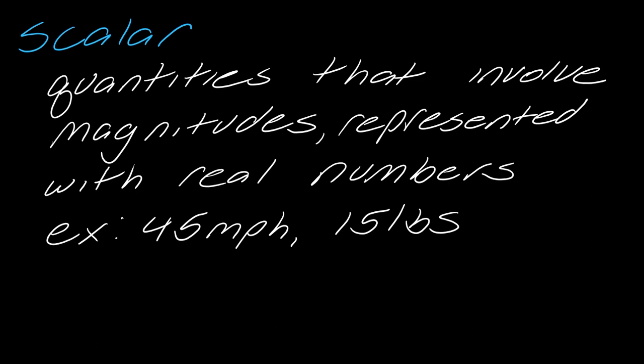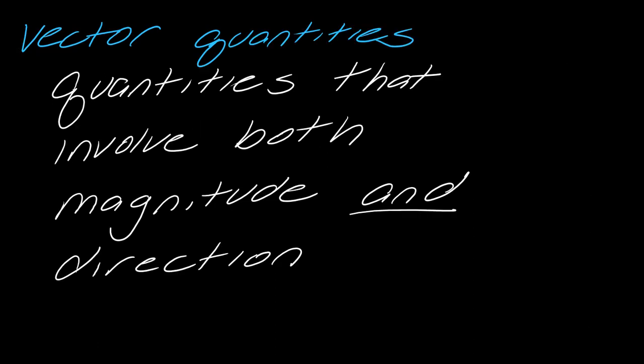So things that have a magnitude associated with them, 45 miles per hour. You can feel what 45 miles per hour means versus if I said 125 miles per hour, right? You can feel that magnitude, or 15 pounds versus 1,000 pounds. Again, they have that idea of magnitude associated with them. And then we have what's known as vector quantities. These are quantities that involve both magnitude and direction.